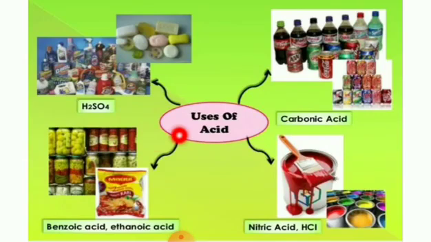Next acid, sulfuric acid. The symbol of sulfuric acid is H2SO4. Sulfuric acid is called the king of chemicals. Which one is the king of chemicals? Sulfuric acid. It is used in various industries to make detergents, paint, fertilizer, and many more chemicals.